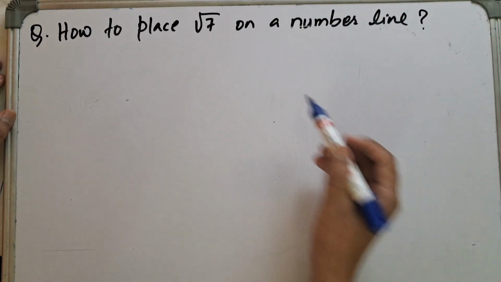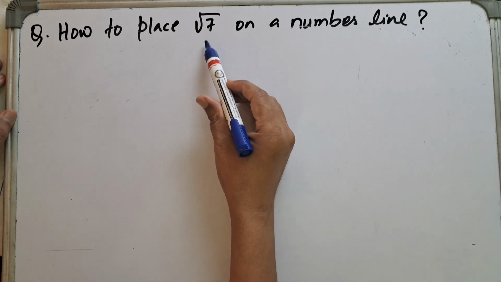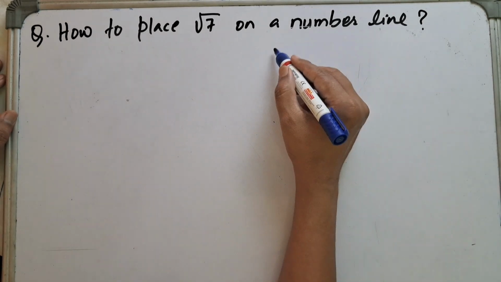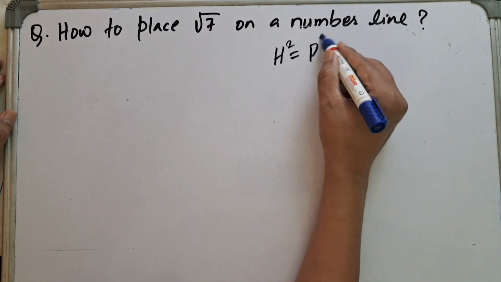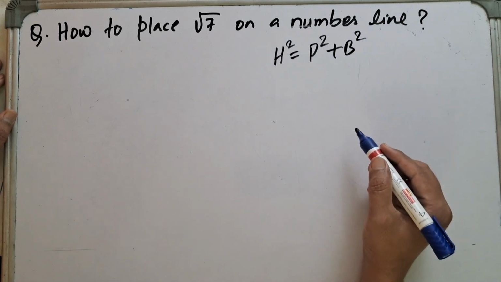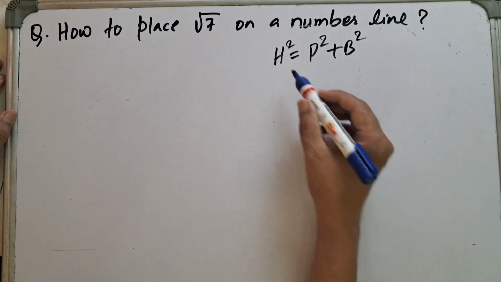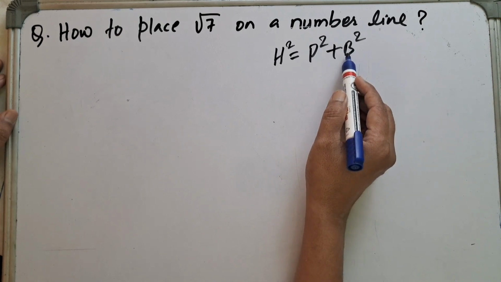Hello students, today we shall learn to place root 7 on a number line, okay? To place root 7 on a number line, first we should know Pythagoras theorem. H square equal to p square plus b square. We all know this relation, isn't it? For any right angle triangle, hypotenuse square is always equal to perpendicular square plus base square, isn't it?